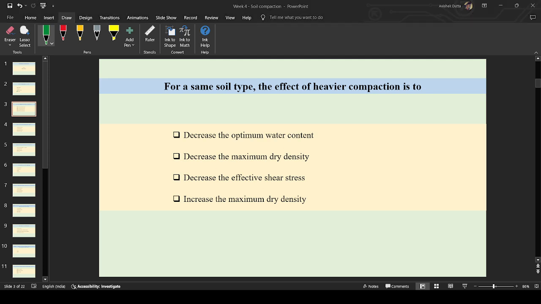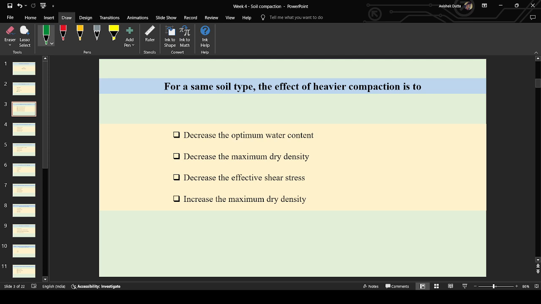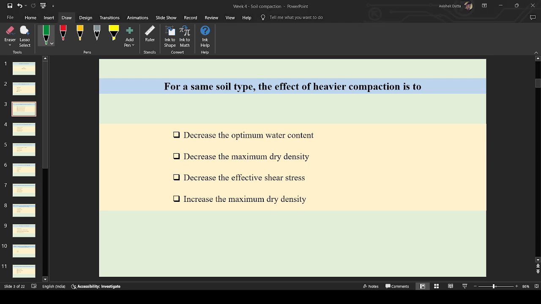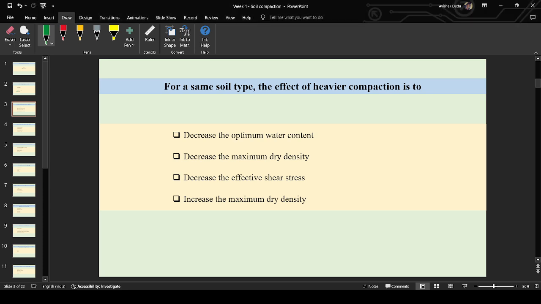Any answer? Decrease the optimum moisture content, water content. Decrease the optimum water content. And can there be any other answer? Increase the maximum dry density. Very good. So it is very simple.